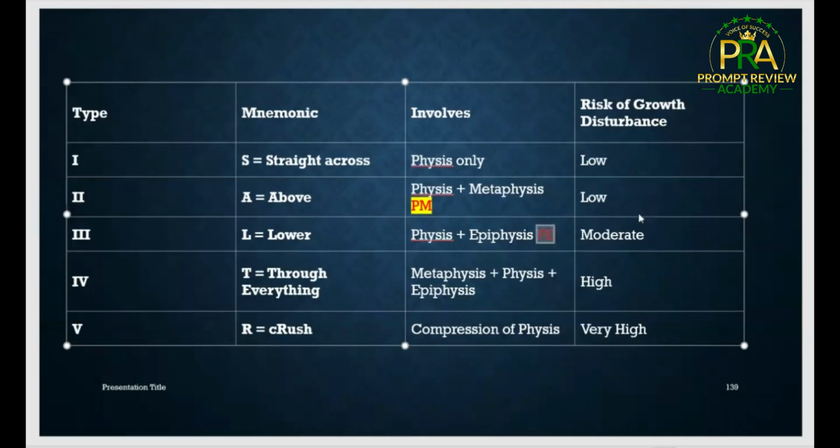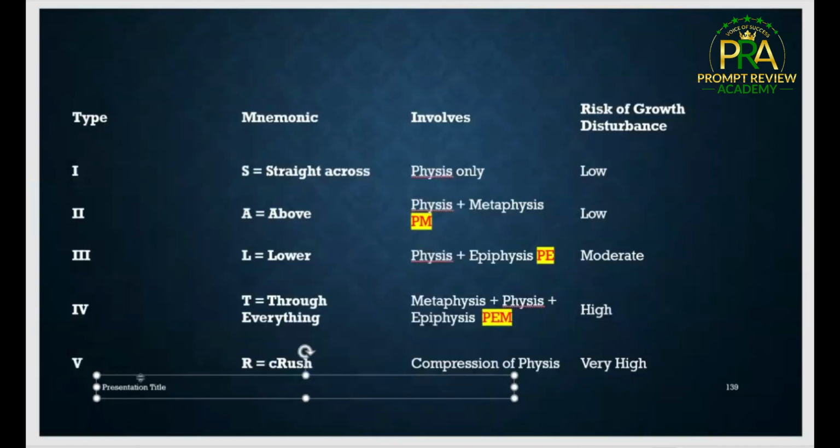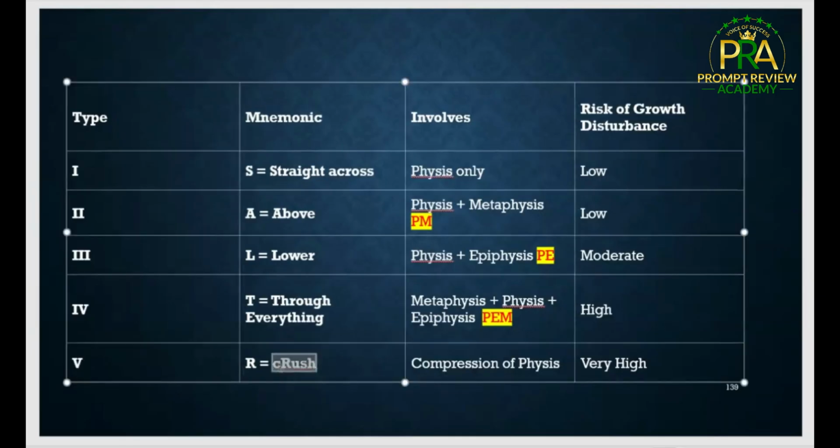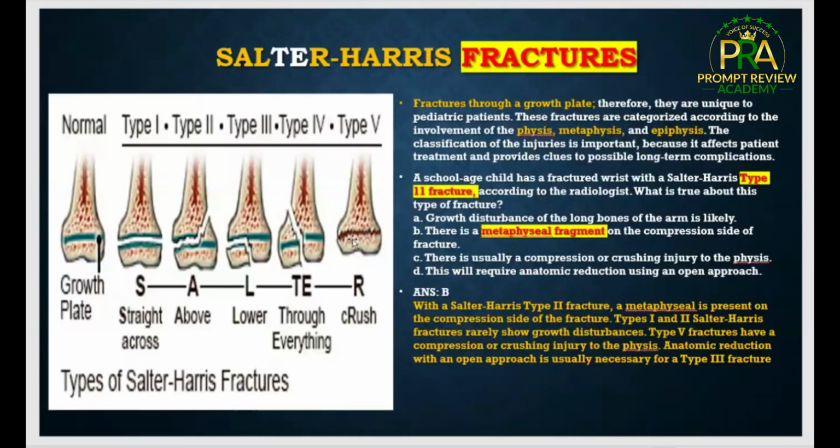Then we have another class, IV, stage 4, through everything. People that work double shift, they work physis, epiphysis. So that is your PEM. So the fracture happens between the metaphysis, the epiphysis, and the physis. Then the last stage is V, crush. It's like somebody working a 24-hour shift. It is compression of the physis, everything is damaged. It is crushed through.